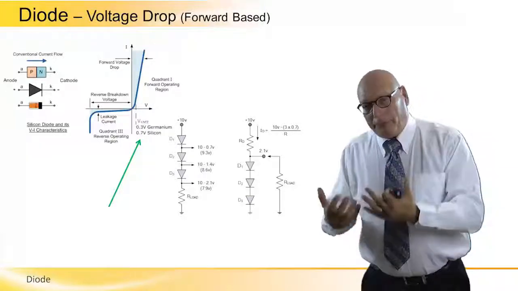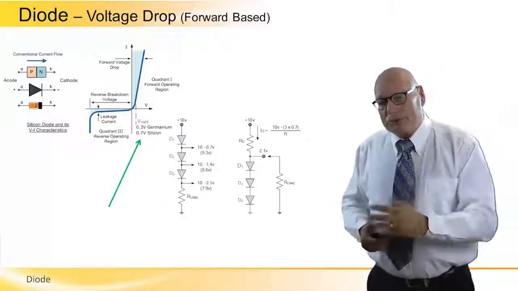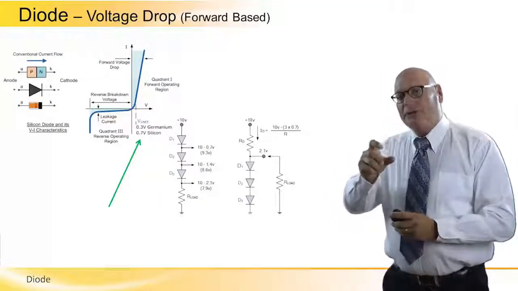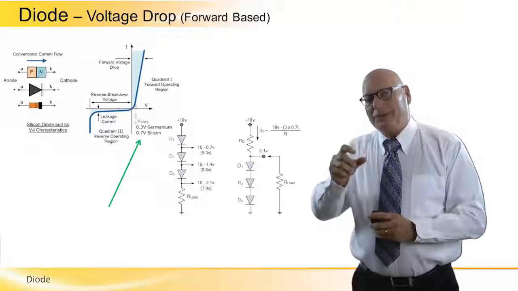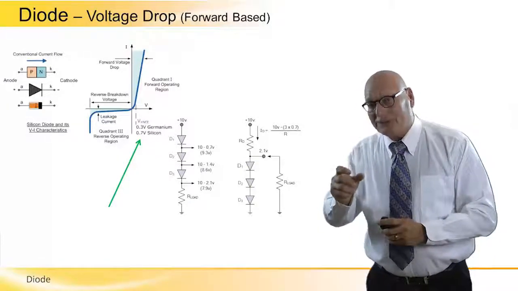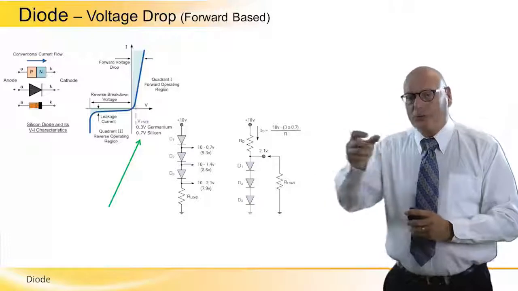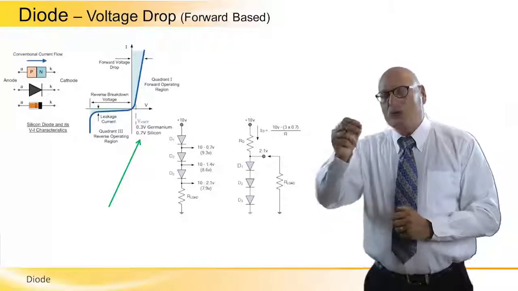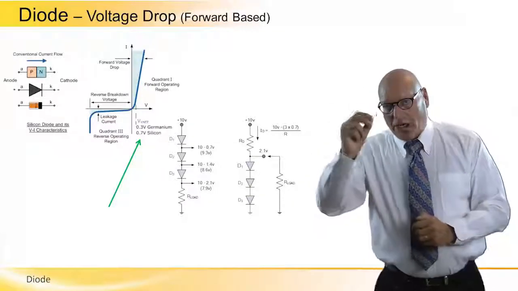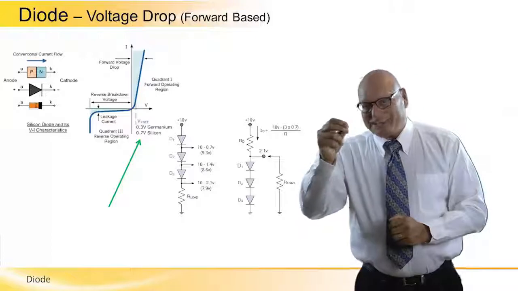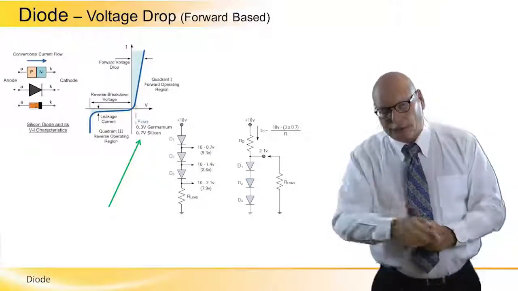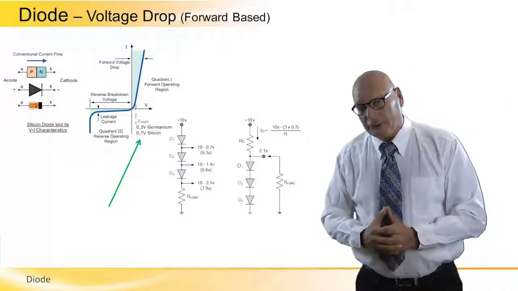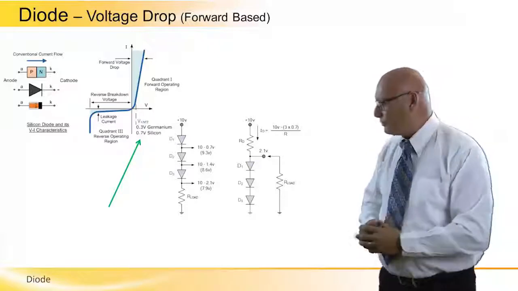Silicon is more popular, more commonly used, and the difference between anode and cathode should be at least 0.7 volt DC in order to let this diode conduct current through it. The anode should be at least 0.7 volt higher than the cathode in order for it to conduct. Germanium is 0.3 volt, but, like I said, it's less commonly used.